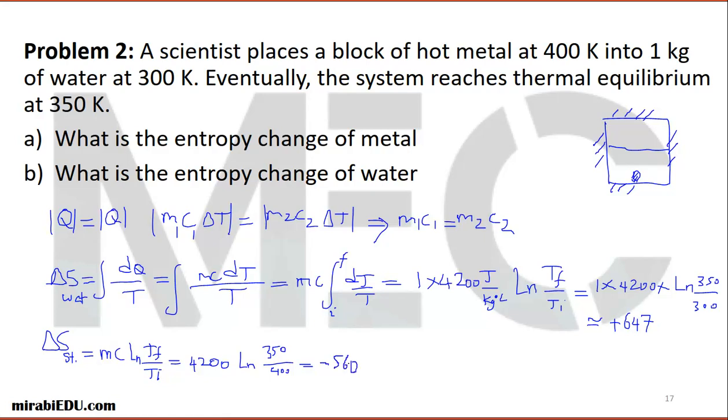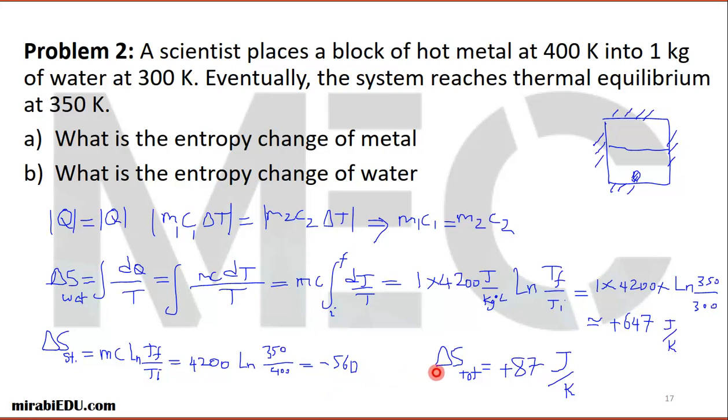Now, delta S of the whole system, let me write delta S total here. Delta S of the total system, which is an isolated system, is found to be positive here. It will be 647 minus 560, which is around 87 joule per Kelvin. Here the unit is joule per Kelvin, of course, and here again joule per Kelvin.